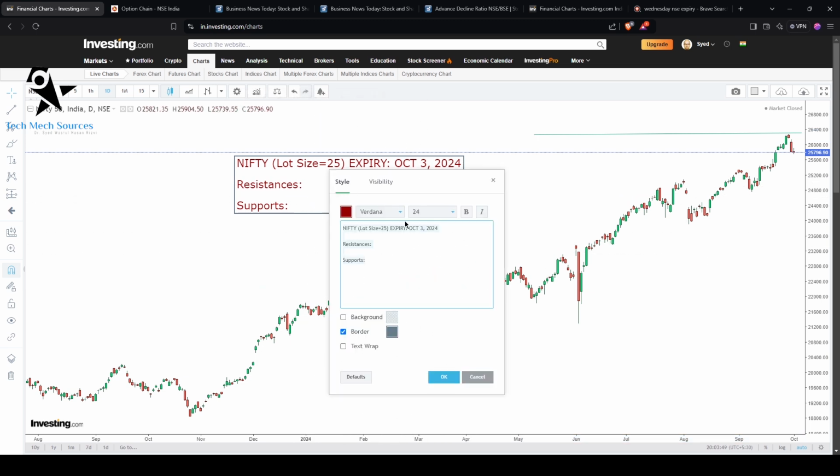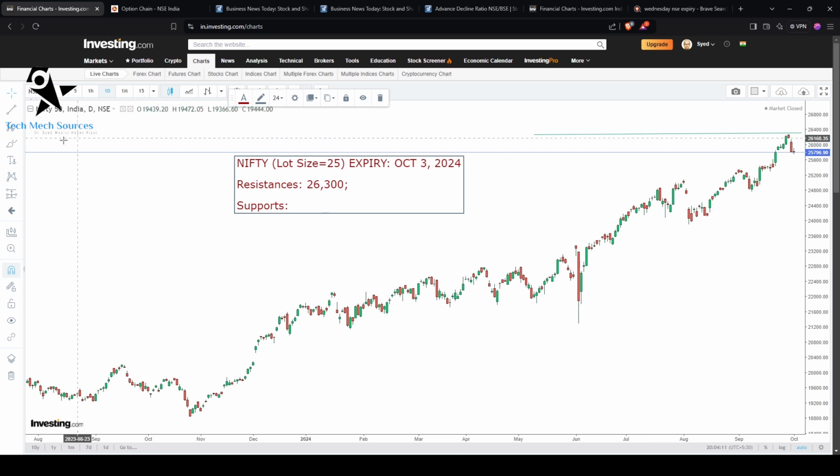So we can write here 26,307 or 26,300. You should normally keep it in whole numbers. This is the first one. What about the second one? The second one is again 25,796, where the index stopped today. So this is the support.